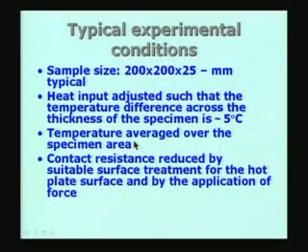As indicated earlier, the temperature is averaged over the specimen area by having several thermocouples all in parallel, so that you get the average value of the temperature. The contact resistance is reduced by suitable surface treatment for the hot plate as well as for the other surface, and by the application of force. The force helps bring out a good physical contact. A good physical contact coupled with this surface treatment will also mean that there is a good thermal contact. Therefore, the contact resistance can be reduced by this particular method.